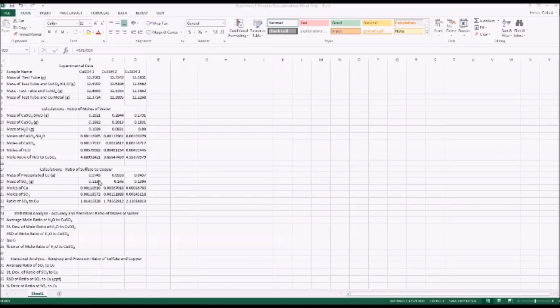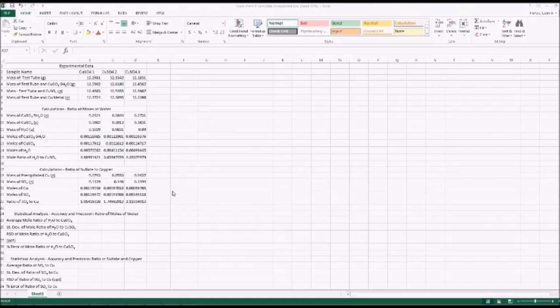So now we're going to test to see the accuracy and the precision of these experimental results. It's entirely possible that when you do this lab, you're not going to find the empirical formula for all 3 trials to be copper 2 sulfate pentahydrate. In this case, we have found things that are quite a bit different. In order to do the statistical analysis, we want to start by finding the average mole ratio of water to copper 2 sulfate. Notice that we have the 3 individual mole ratios here.